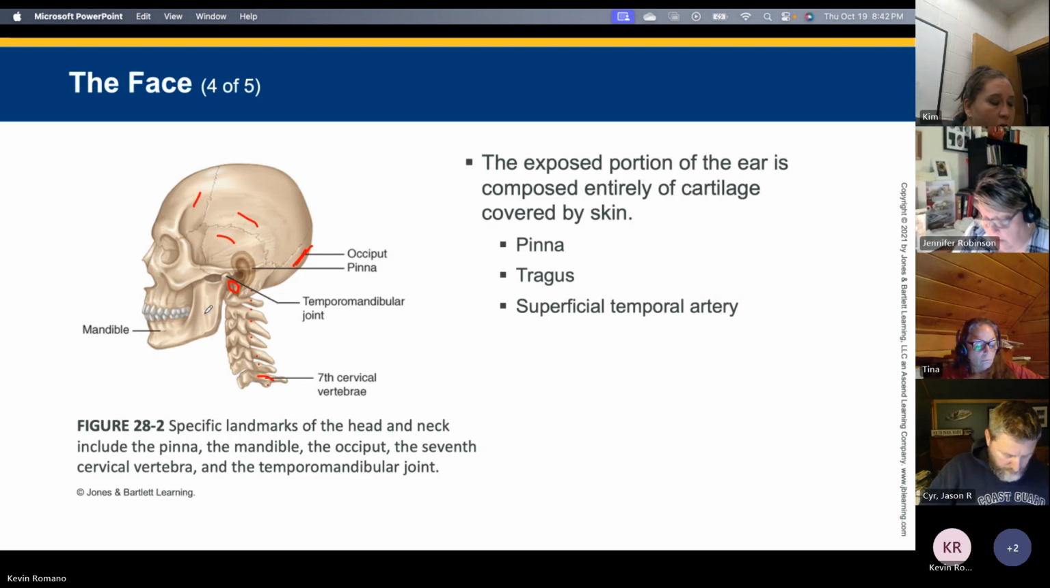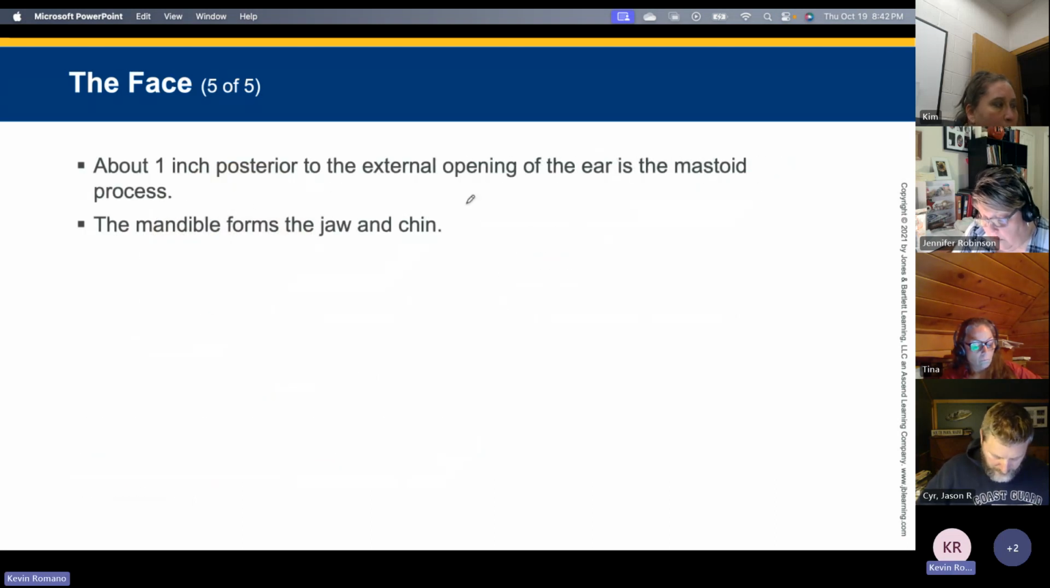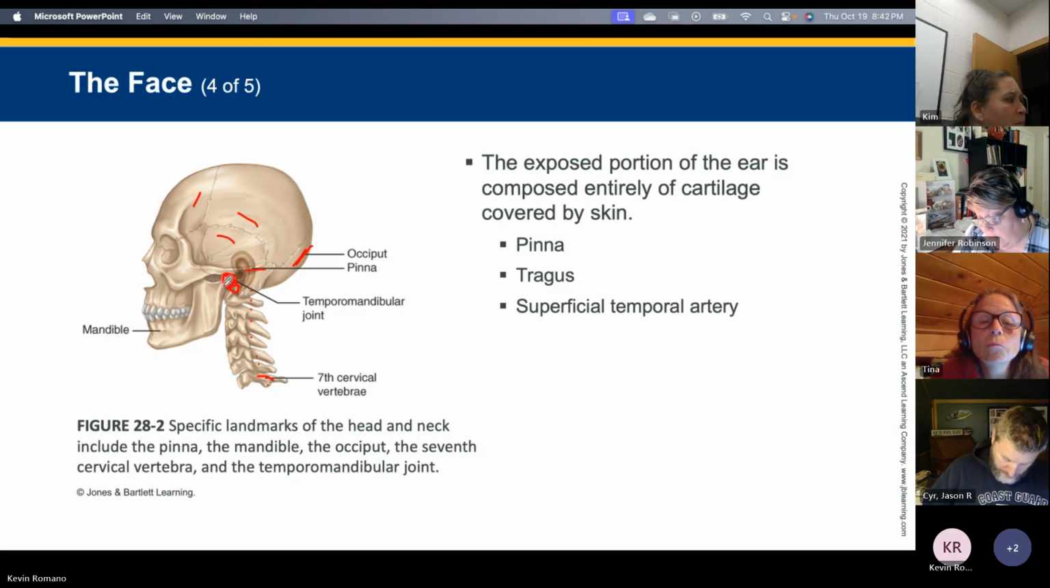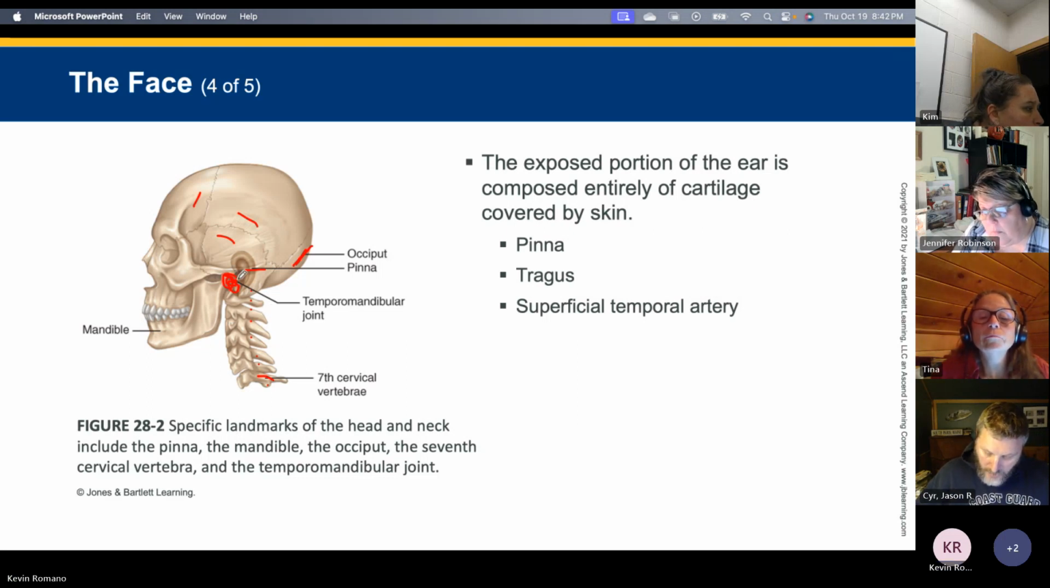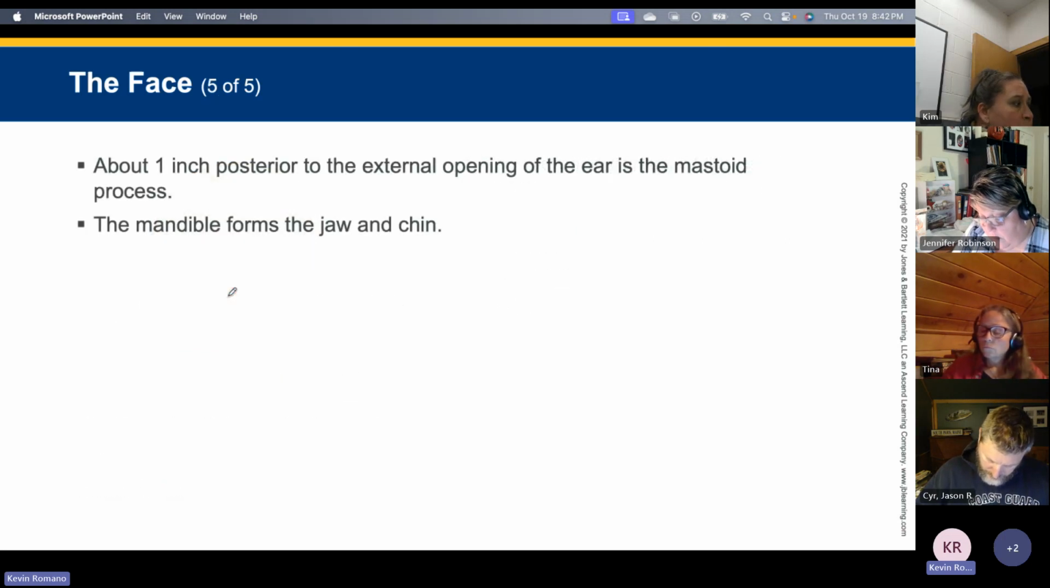All right. About 1 inch posterior to the external opening of the ear is the mastoid process. The mandible forms the jaw and the chin. So, we're talking about the temporomandibular joint, which is located here. Sorry, here, I mean. When you get that clicking sound in your jaw, it usually comes from up in here as well. And this is also where lockjaw will come into play with certain other diseases, which we'll talk about a little bit later.